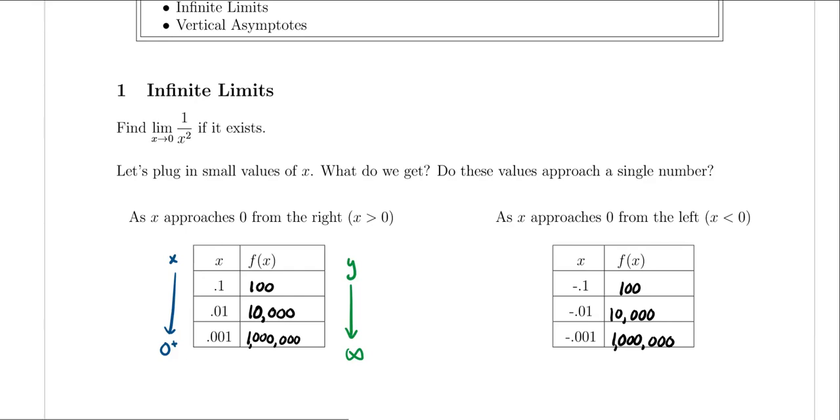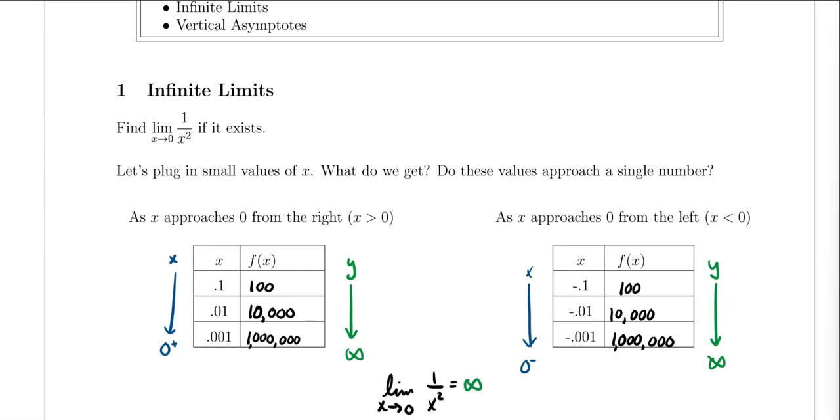And that's exactly what's happening here as you approach 0 coming in from the left. We get to see here that as the x's approach 0 from the left, the y values approach infinity as well. So what would this tell you? What is the limit as x approaches 0 of 1 over x squared? It's going to be infinity.